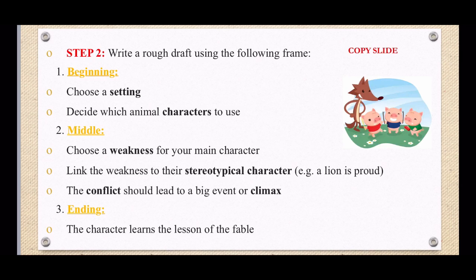And then lastly, number 3, we need to have an ending. In the ending, your character needs to learn the lesson of the fable. So whichever lesson or moral you chose in step 1, your character needs to learn this, and you need to create a storyline as to how your character learns this. Like I used the example of the dirty liar, which was the pig, you can maybe say that the pig learned a moral of honesty is the best policy, right?